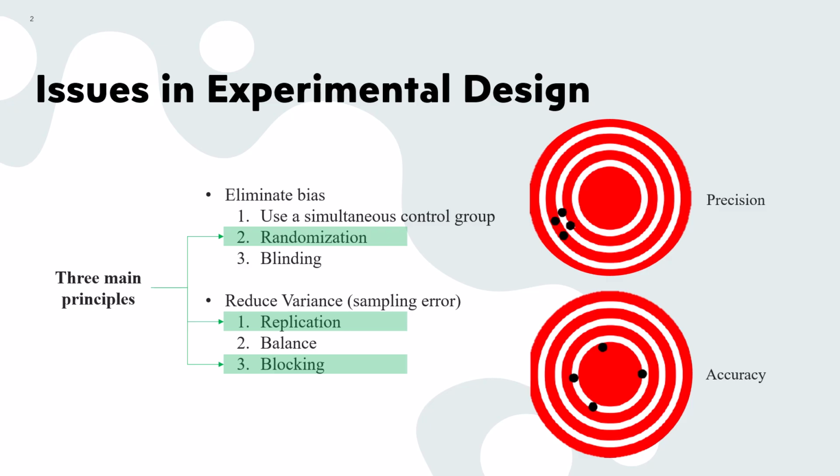Variance, or sampling error, is the natural variability in data that can make results unclear or less reliable. To reduce this variability, we use replication, running the experiment multiple times so we get a more accurate average. Balanced designs, making sure each treatment has the same number of observations so no group is over or underrepresented, and blocking, where we group similar experimental units together, like using the same machine or operator within a group, to reduce noise from known sources of variation.